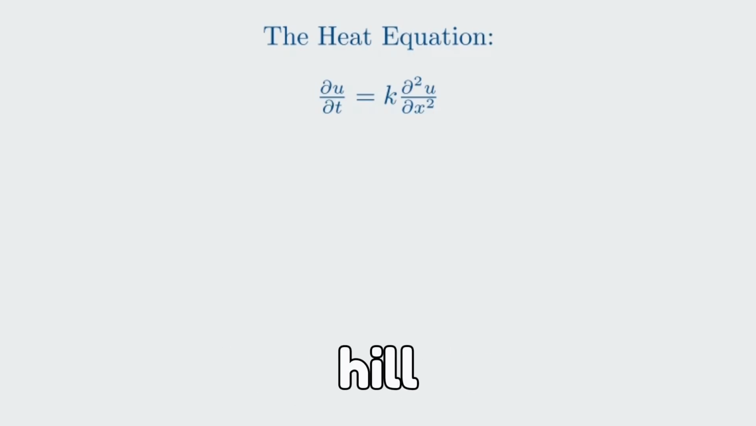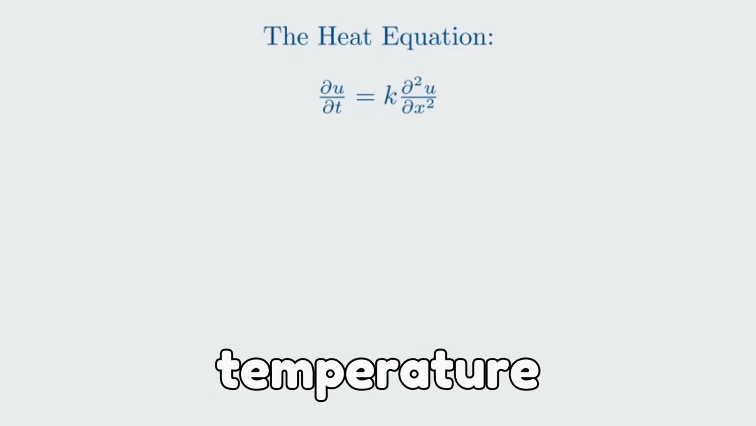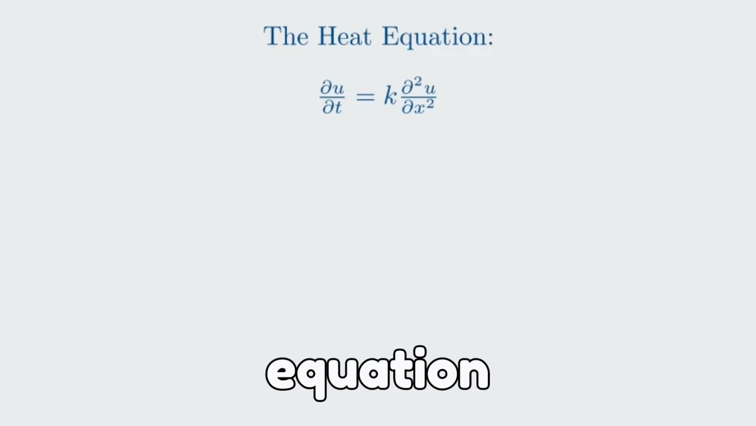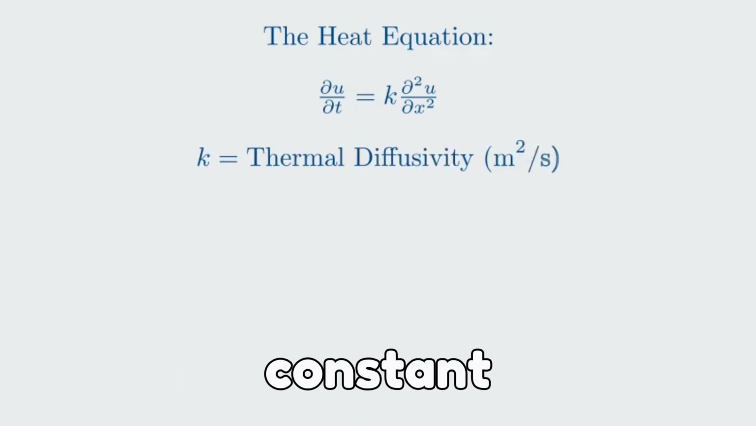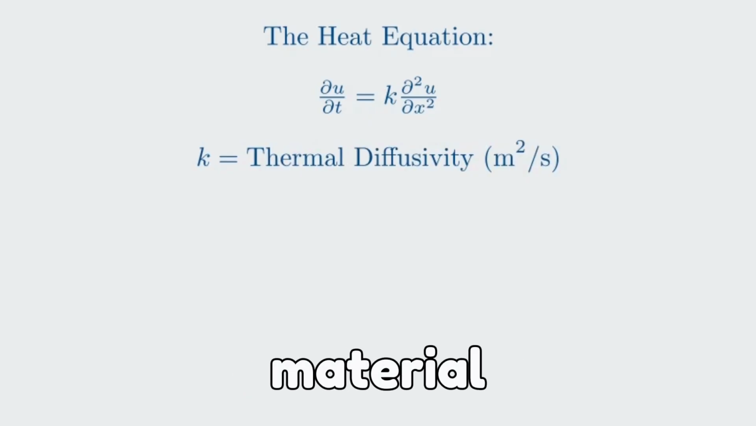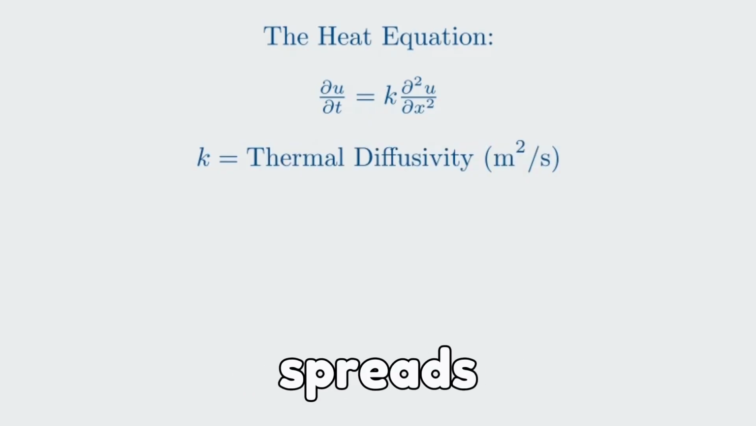It looks like a hill. This indicates the point is hotter than its neighbors. Heat will flow away, causing its temperature to decrease, meaning u_t < 0. Again, this matches the equation. This proportionality constant, k, is called the thermal diffusivity. It's a material property that tells us how quickly heat spreads.